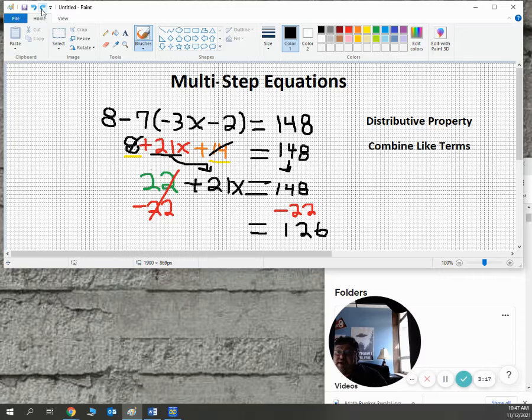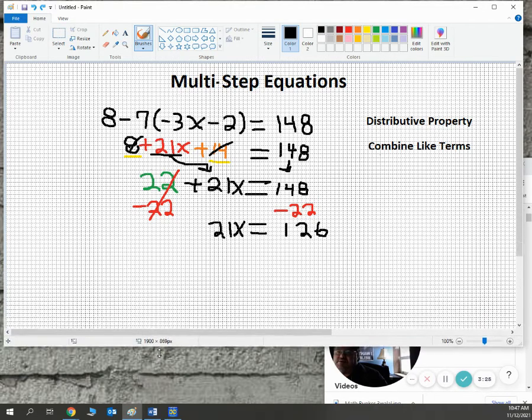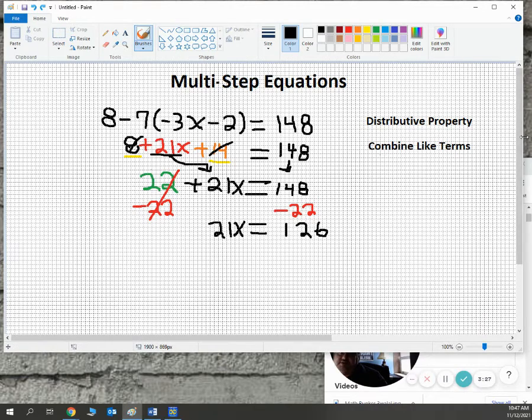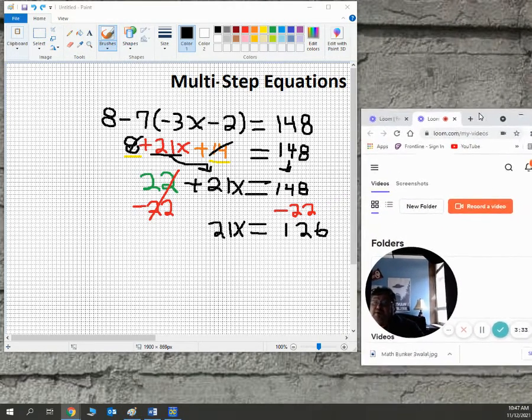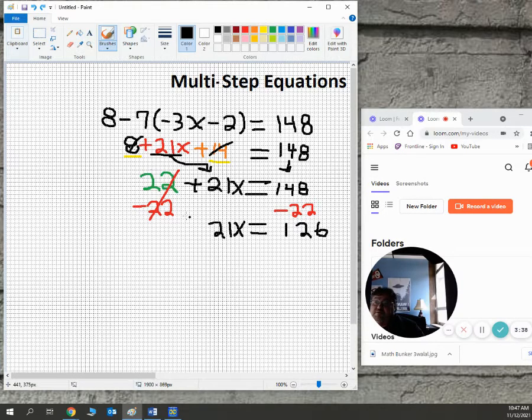Again, I will drop down the 21x. Still haven't used it yet, okay? And so the 21x, that's multiplication. Essentially what it's doing, it's telling me that 21 multiplied by a number that I don't know yet will equal 126. Now notice when we moved the 22 over, we did the opposite. So the opposite of addition is subtraction. Now since this is multiplication, the opposite of multiplication is division. So I'm going to divide by 21 to get rid of it.